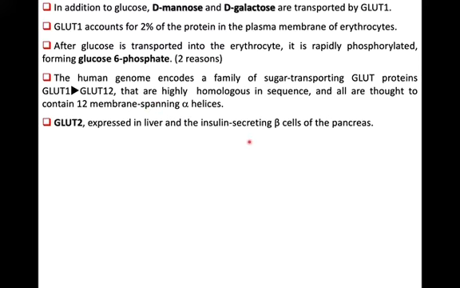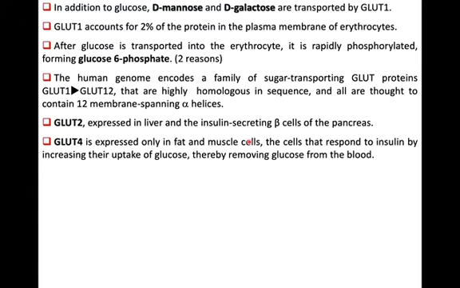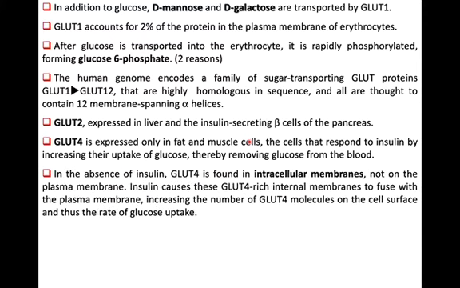GLUT2 is expressed in the liver and the insulin secreting beta cells of the pancreas, while GLUT4 is expressed only in fat and muscle cells. These cells respond to insulin by increasing the uptake of glucose, thereby helping in removing glucose from the blood. As you know, glucose can be stored majorly in a fat cell or a muscle cell, or in the liver as well. In the absence of insulin, GLUT4 is found in intracellular membranes, not on the plasma membrane. Insulin causes these GLUT4-rich vesicles to be recruited to the plasma membrane and fuse with it, and the increasing number of GLUT4 molecules on the cell surface permits a higher rate of glucose uptake. Any defect in this process will lead, of course, to diabetes.